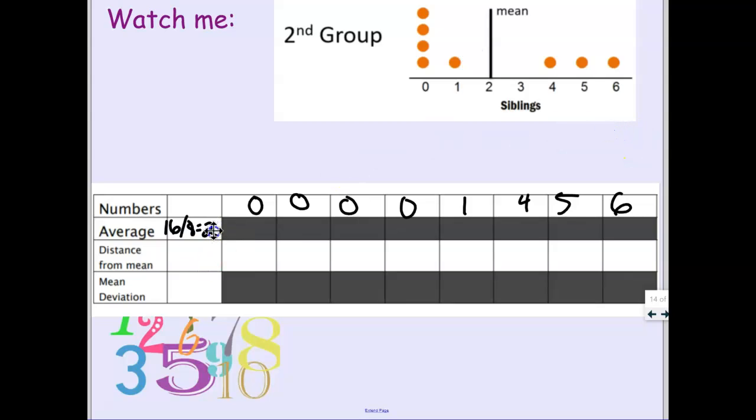All right, distance from the mean. So I'm going to go 2 minus 0 is 2. And then it'll continue to be 2. 2 minus 1 is 1.